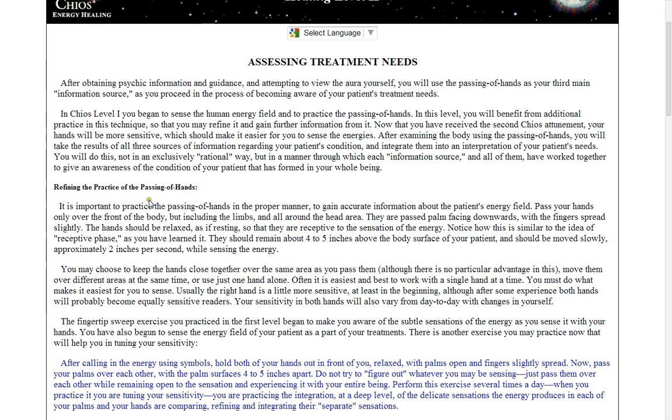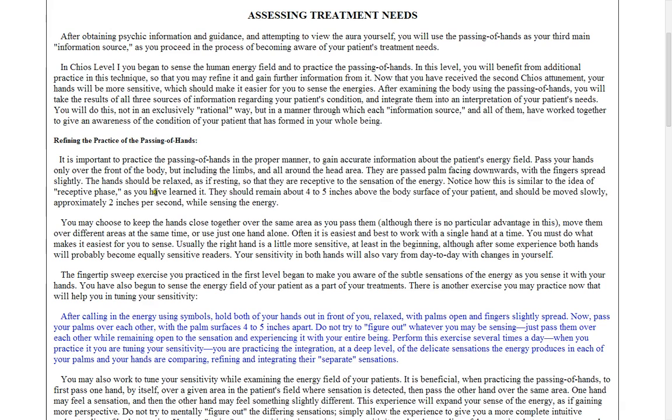Refining the practice of the passing of hands. It is important to practice the passing of hands technique in the proper manner to gain accurate information about the patient's energetic field. Pass your hands only over the front of the body, but including the limbs and all around the head area. They are passed palm facing downwards with the fingers spread slightly. The hands should be relaxed as if resting. Do this with me as I speak, so that they are receptive to the sensation of the energy. Notice how this is similar to the idea of receptive phase, as you have learned it.